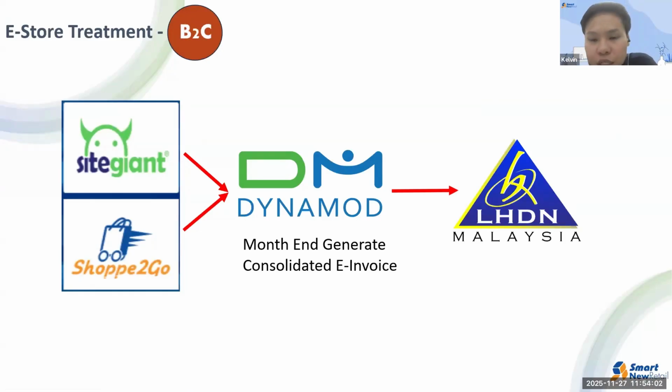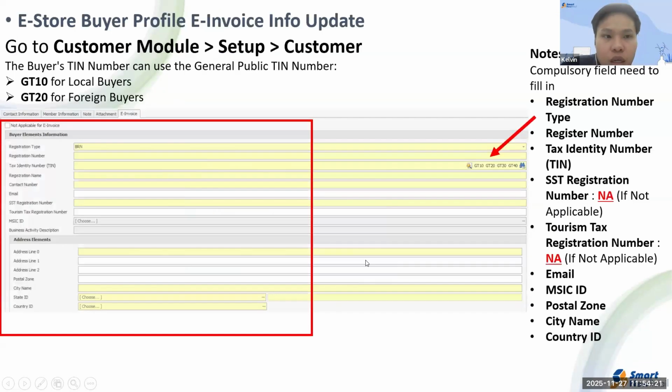Okay, so just now I mentioned Shopee, Lazada, and TikTok no need to submit e-invoice. So how about your Facebook sales and your own website sales? How do we submit? You can submit on a monthly basis, which is consolidated e-invoice. Then you need to create a customer ID for them first. But for the e-invoice details here, what do we need to fill in for this type of customer?